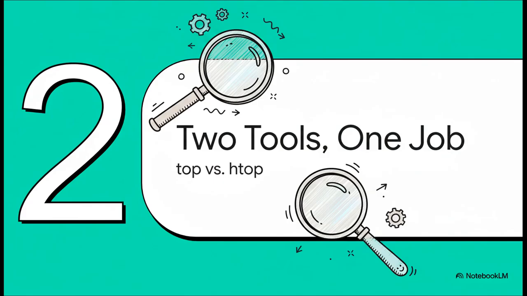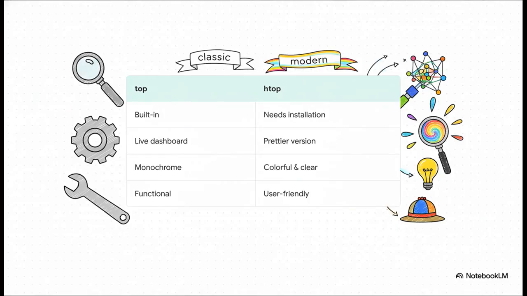Now, to find our candy-stealing culprit, we're going to need the right tools. And for this job, we've got two fantastic options, the classic top command and its much friendlier, more modern cousin, htop. They both basically do the same thing. They give us a live, real-time look at everything running on our machine. So let's just quickly look at the difference. Now, top is the old-school original. It comes built into pretty much every system, it's functional, and hey, it gets the job done.